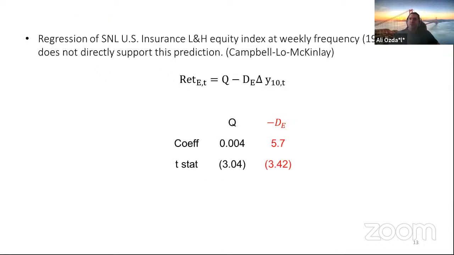And we can calculate the duration of equity very simply using this regression. Again, this is the textbook Campbell-Lo-MacKinlay regression, where on the left-hand side we put the return on equity for the insurance equity index, and on the right-hand side we put the changes in yields. If they are perfectly immunizing the equity values against the fluctuations in interest rates, the coefficient of the change in yield variable, which gives us the duration of equity, should be equal to zero. And this is very simple to test. You run the regression, you look at the results. Oops, the coefficient is not zero, right? So that means that there is not perfect duration matching going on if you look at the equity of the insurance companies.